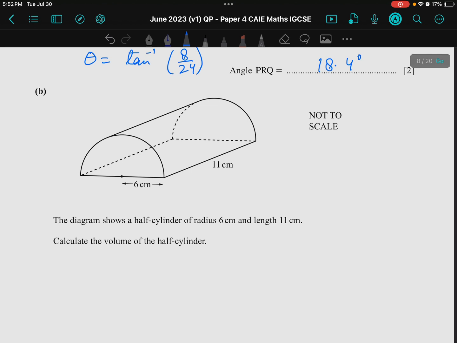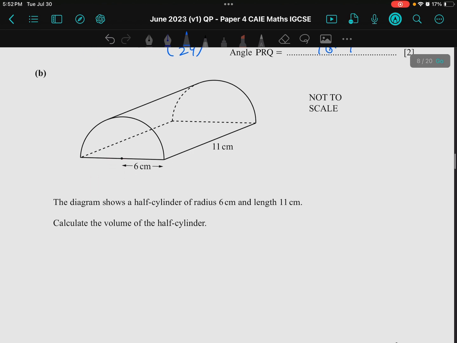Part number B. The diagram shows a half cylinder of radius 6 cm and length 11 cm. 11 is the length and radius is equal to 6. If radius is 6, what will be the diameter? Diameter will be 12, double of radius. So calculate the volume of the half cylinder.